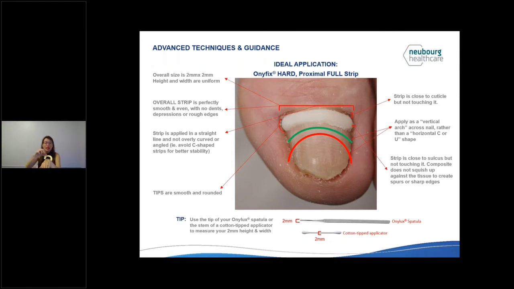So instead of a C shape, you want to do a nice, perfect vertical arch, okay? Same thing, the tips are bulbous. The strip isn't too close to the cuticle or the sulcus edges. We already talked about the side tissues, not to touch there, but the cuticle is just as important, because if the Onyfix is bonded near skin, the skin oils will get under it, especially if they're touching at the time that you're curing it, and it will cause early fall-offs.